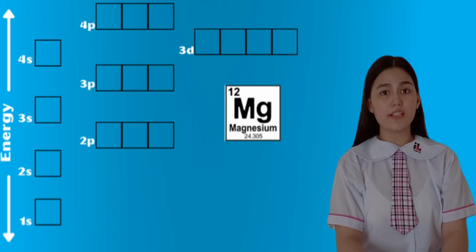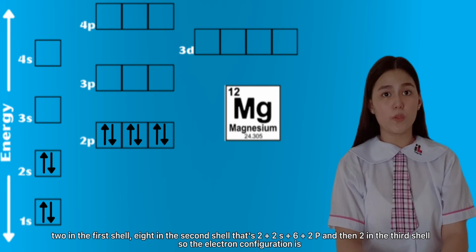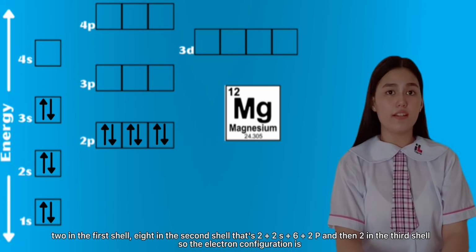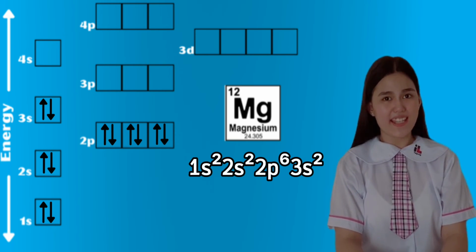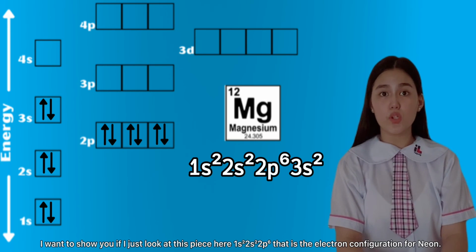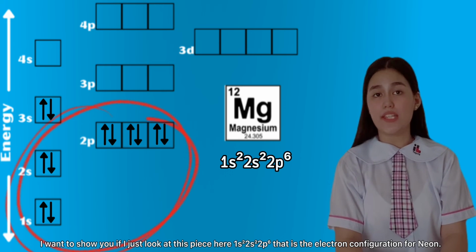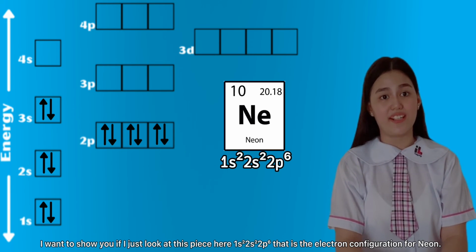So let's look at magnesium's 12 electrons, meaning 2 in the first shell, 8 in the second shell, that's 2 in 2s plus 6 in 2p, and then 2 in the third shell. So the electron configuration is 1s2, 2s2, 2p6, 3s2. That's a lot to say and a lot to write. So here's a trick. If I look at this piece here, which is 1s2, 2s2, 2p6, that is the electron configuration for neon.